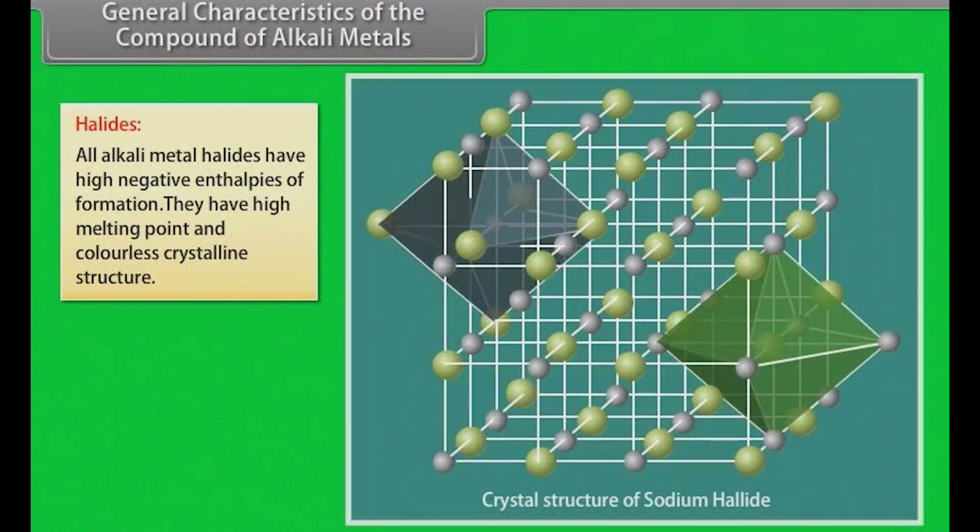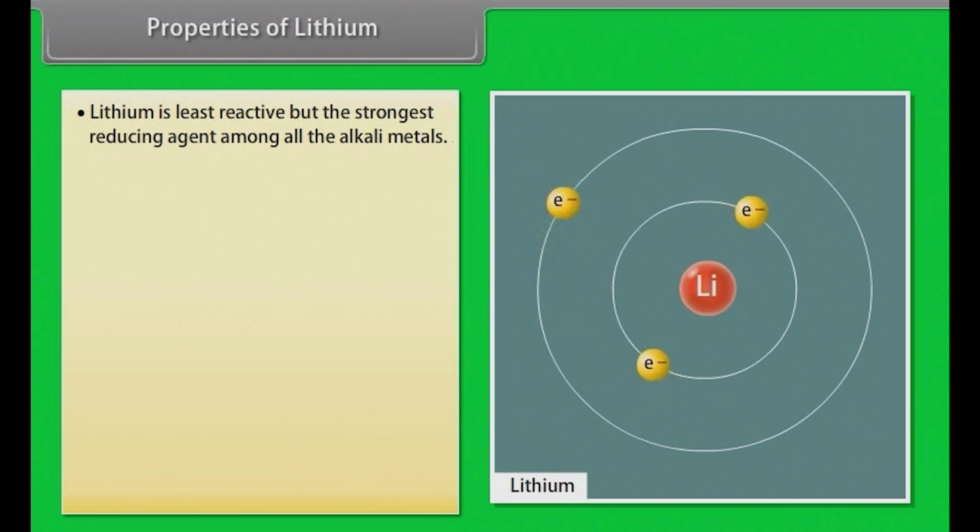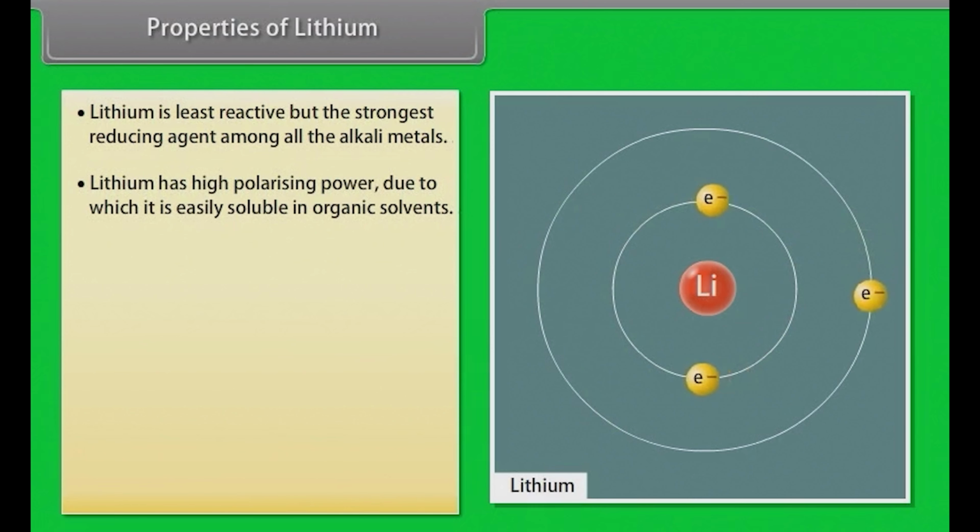Halides. All alkali metal halides have high negative enthalpies of formation. They have high melting points and colorless crystalline structure. They can be prepared by the reaction of the appropriate oxide, hydroxide or carbonate with aqueous hydrohalic acid. Properties of lithium. Lithium is least reactive but the strongest reducing agent among all the alkali metals. Lithium has high polarizing power, due to which it is easily soluble in organic solvents.